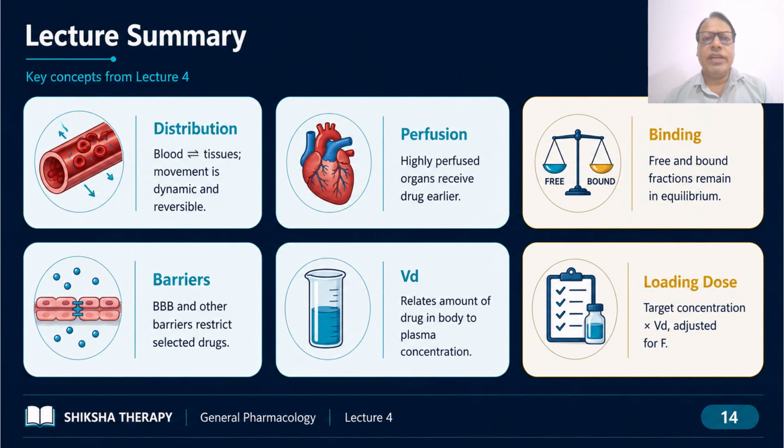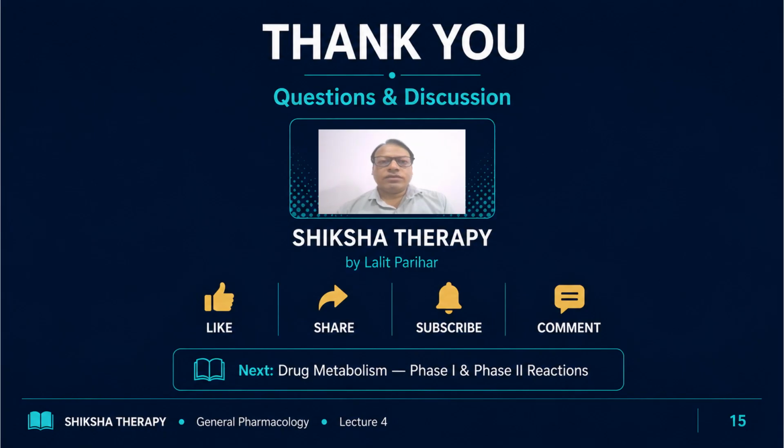And clinically, VD is particularly useful in calculating the loading dose, जो हमें सबसे पहले देनी है, कितना अमाउंट हमें चाहिए जिससे कि एक्शन हो जाए, स्टार्ट हो जाए. So understanding drug distribution helps us predict where a drug goes and how much dose may be required to achieve the desired therapeutic concentration. So that was our discussion on drug distribution and volume of distribution.